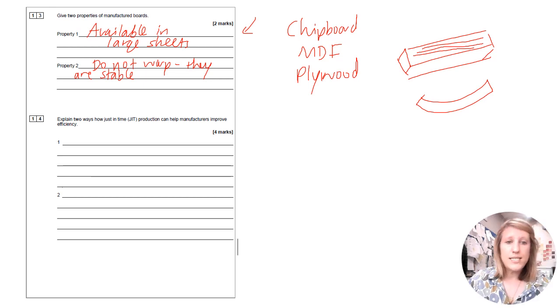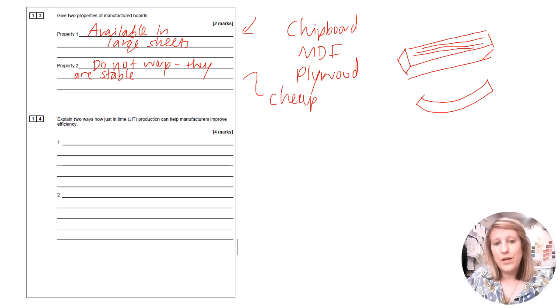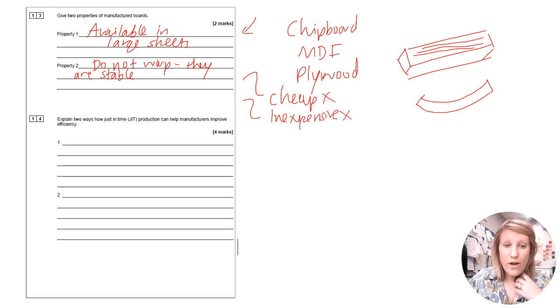Try and resist saying that they are cheap. Try and resist saying that they are inexpensive because they're not. They can be quite expensive. Plywood's actually a really expensive material. Pine is much cheaper or inexpensive. These 2 answers are much, much better. Okay.